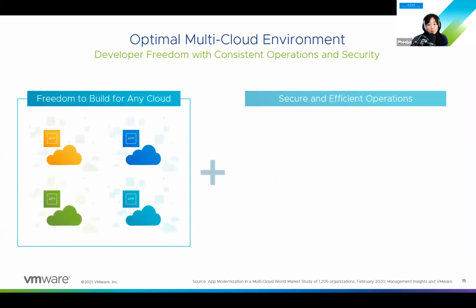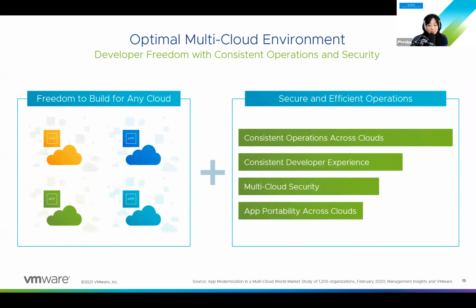So when you think about an optimal multi-cloud environment, you essentially want to provide your developers with the freedom, with consistent operations and security across the clouds. So it should allow the developers, or the users, that freedom to build for any cloud and any applications in any cloud, right? And it should lead to consistent operations across those clouds, having that standardized level of security and allowing application portability across these different clouds, right?